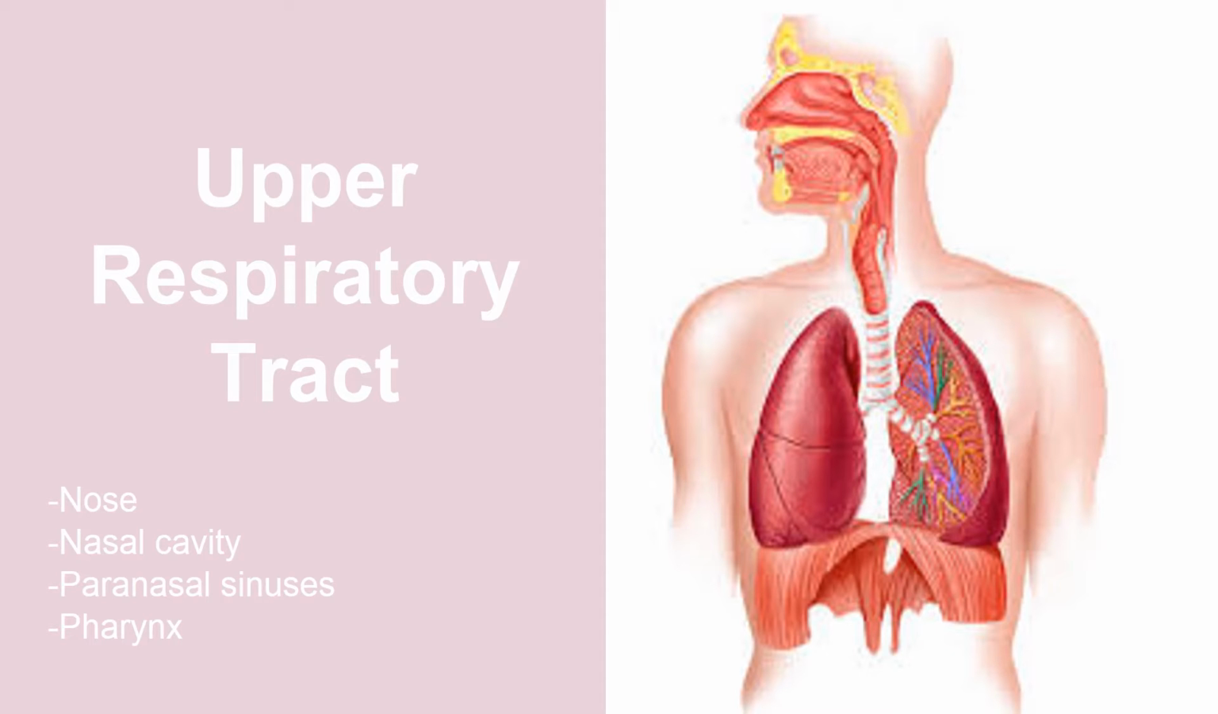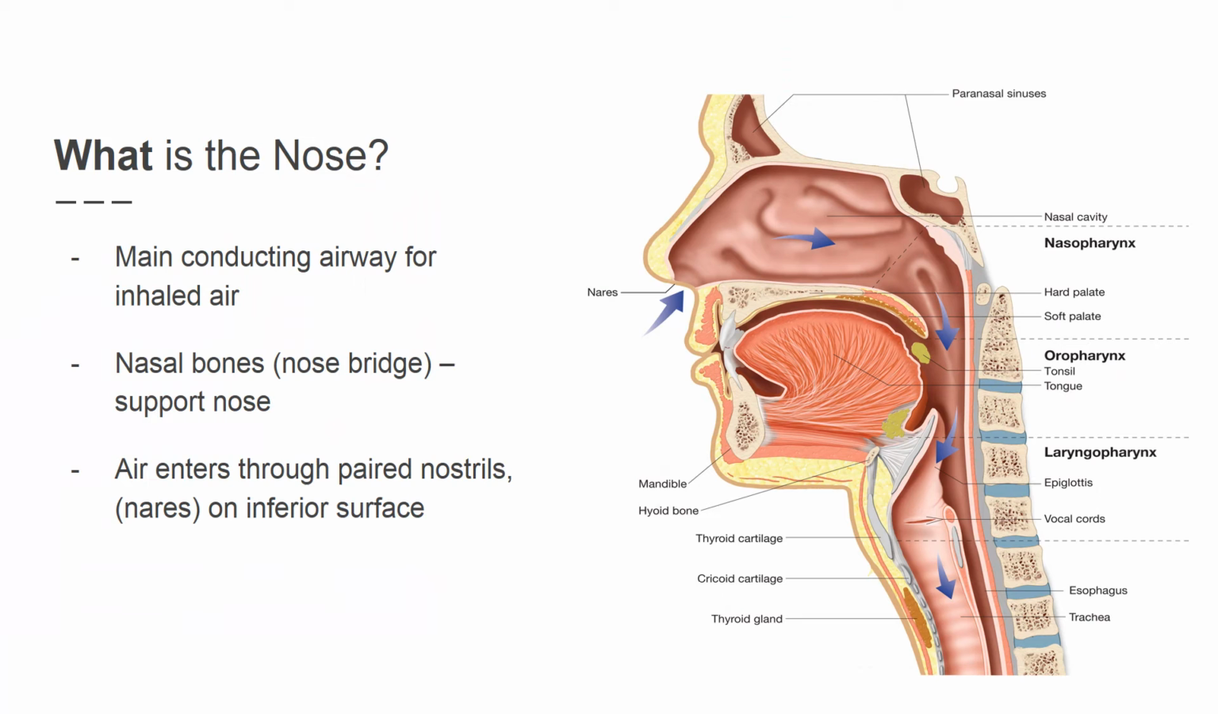This begins with the upper respiratory tract. The nose is the main conducting airway for inhaled air and is supported by the nasal bones. Air enters through paired nostrils on the inferior surface.